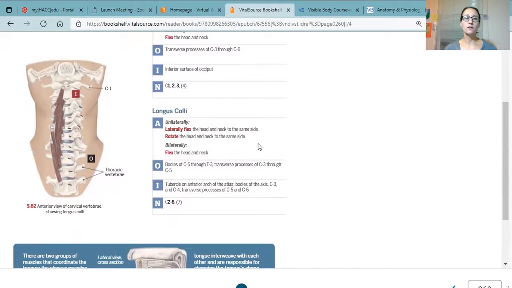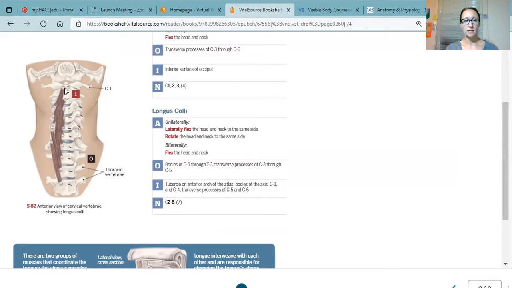All right, so looking at Longus coli then, origin is the bodies. See, these are the vertebral bodies here. That's what these little black marks indicate, of C5 through T3. And then the transverse processes of C3 through C5. So you've got a couple little transverse process attachments here. But from the anterior, these are anterior portions of the transverse processes and bodies of the vertebrae.